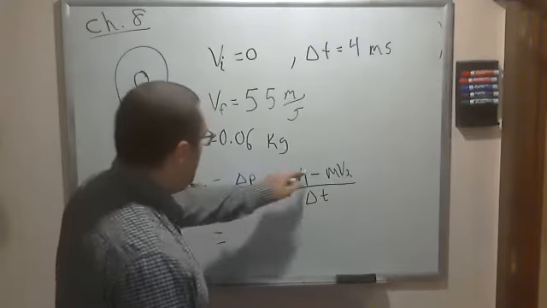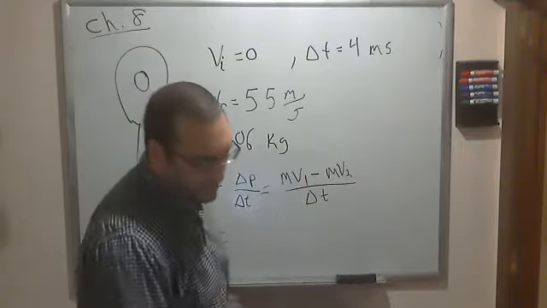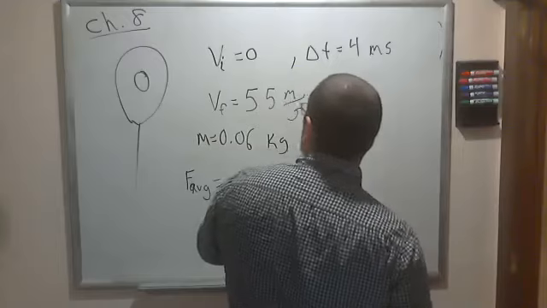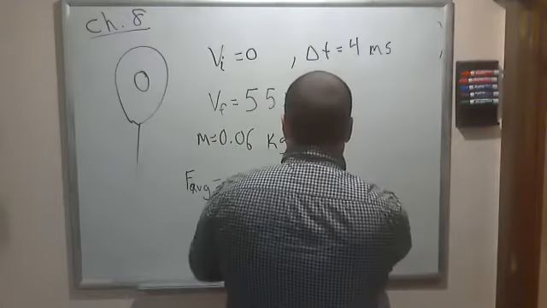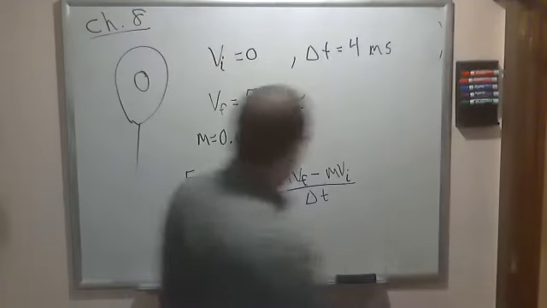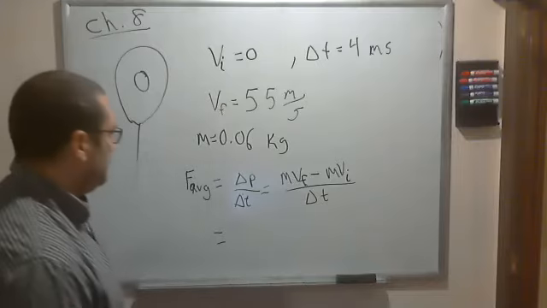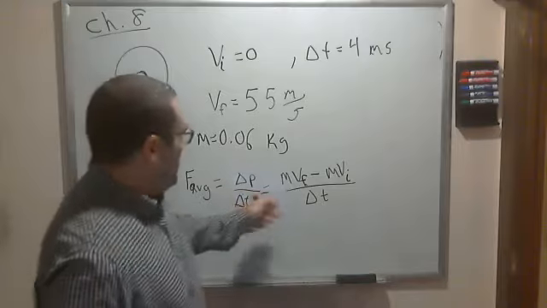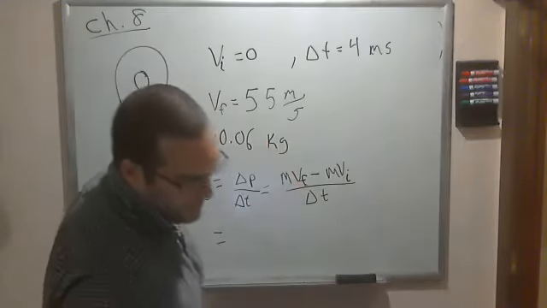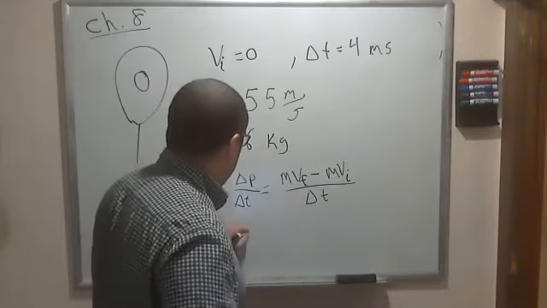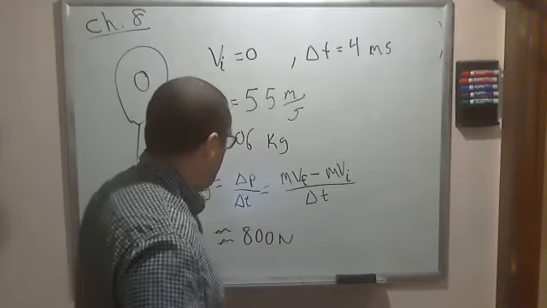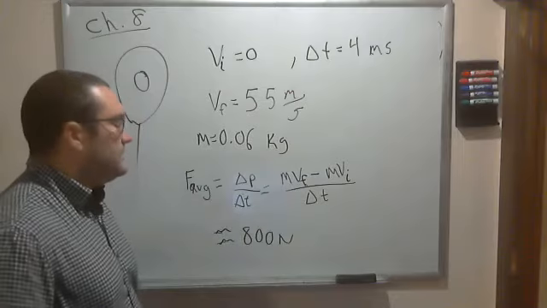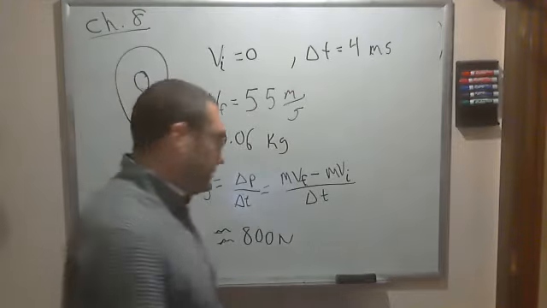All right, and we'll just plug in the numbers. So it's 0 over here. So the change in momentum, I'm sorry, this is supposed to be VF and VI. We plug in the numbers, and when we plug in the numbers, it comes out to 800 newtons, which is pretty high. Let's see if this is enough to lift a 60 kilogram person.